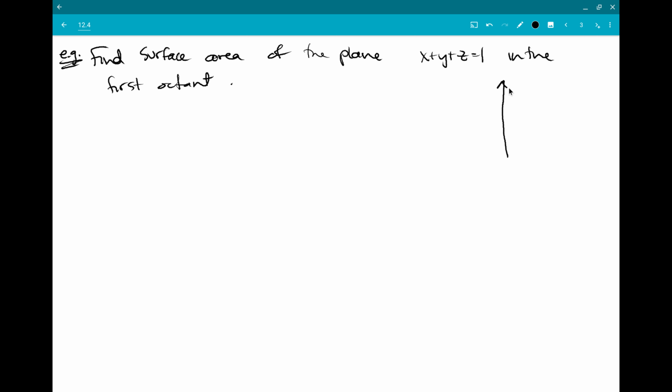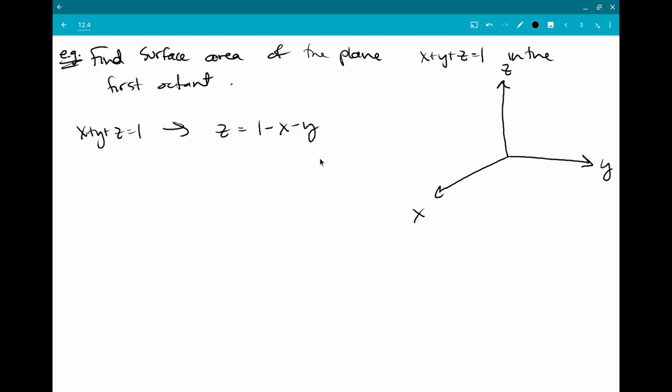And so I'm going to start out by drawing a picture, just like I think you should for every problem that you do, because it helps us figure out what's going on. So my plane is the function x plus y plus z equals 1. So I could rewrite that as z is 1 minus x minus y. And I'm still not totally sure what that looks like.